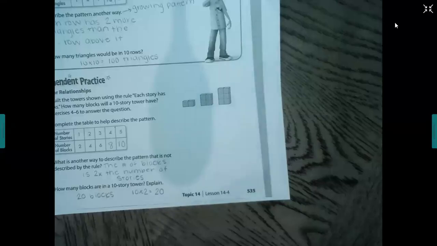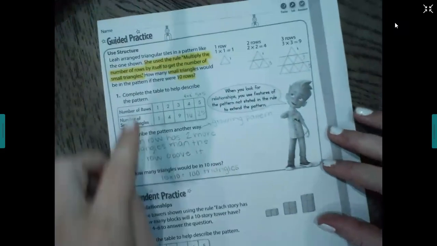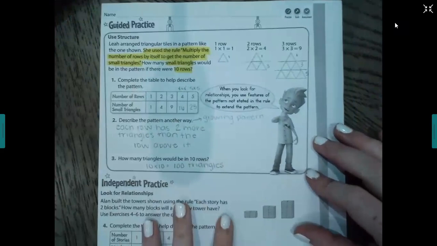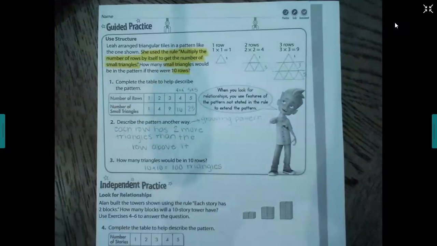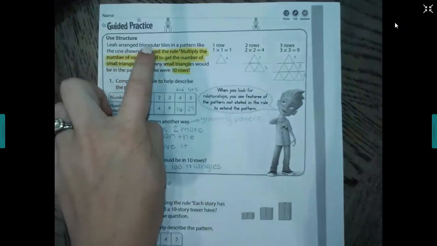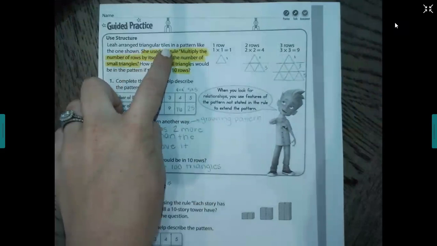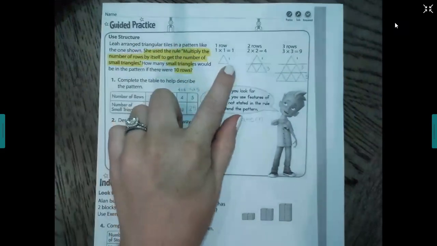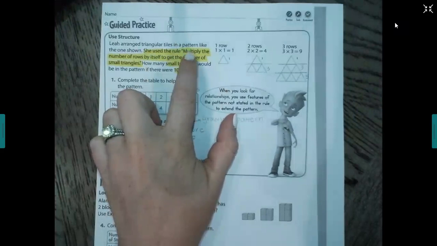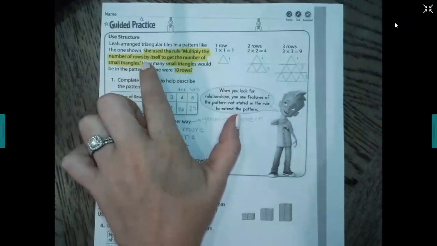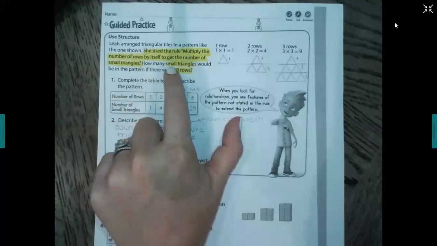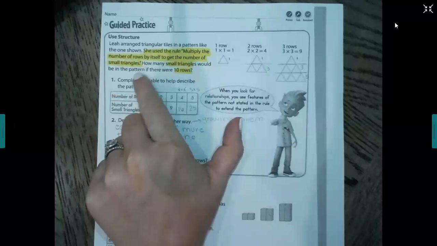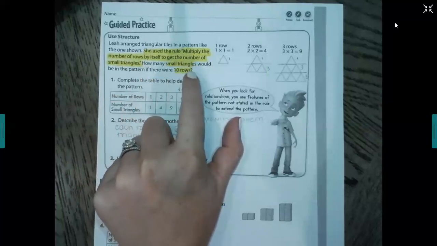I am now working with page 535 in my enVision workbook. It is my guided practice. I went ahead and highlighted some of my important parts, okay? It says Leah arranged triangular tiles in a pattern like the one shown. She used the rule, multiply the number of rows by itself to get the number of small triangles. How many small triangles would be in the pattern if there were 10 rows?